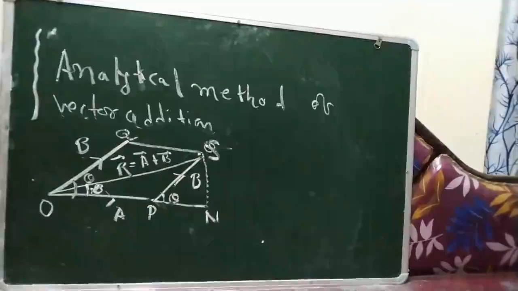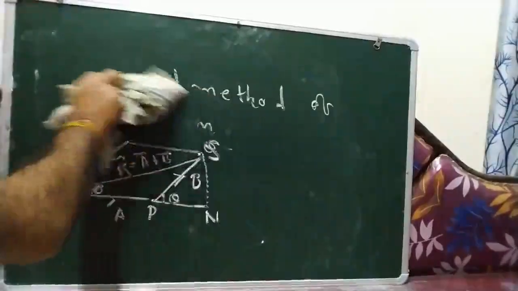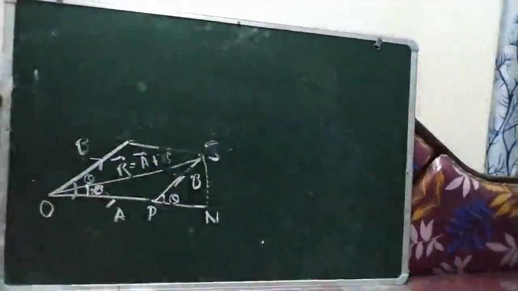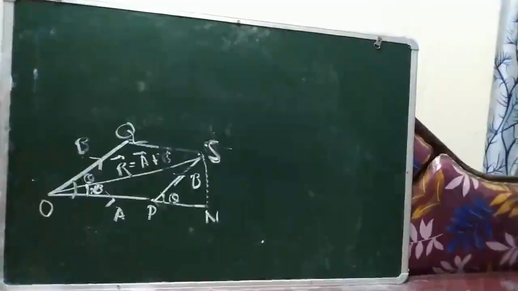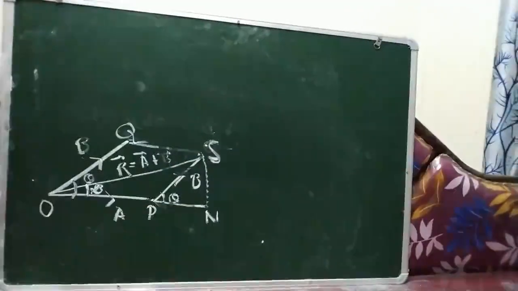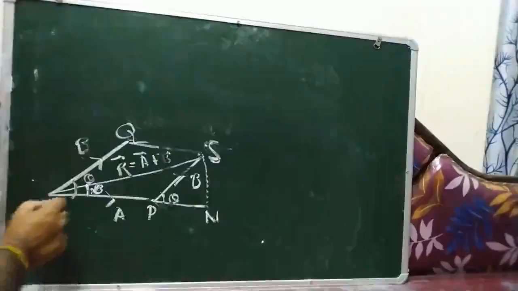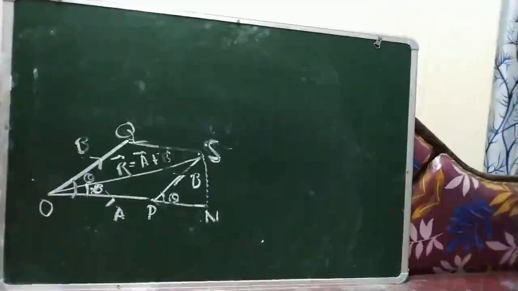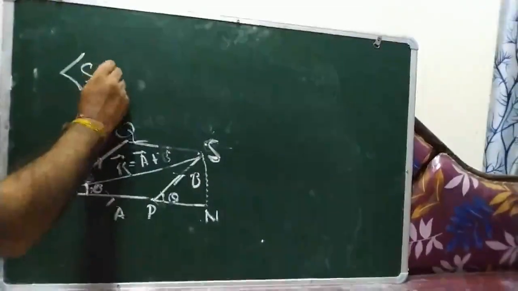Now let's prove something. It's very simple. So first we are going to calculate the magnitude of R. First, the angles we have: SPN, that is theta, then QON, that is also theta, SON, that is I think beta. Okay, so first we write what the angles are, SPN.